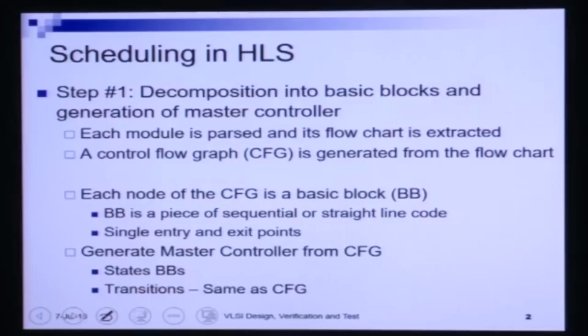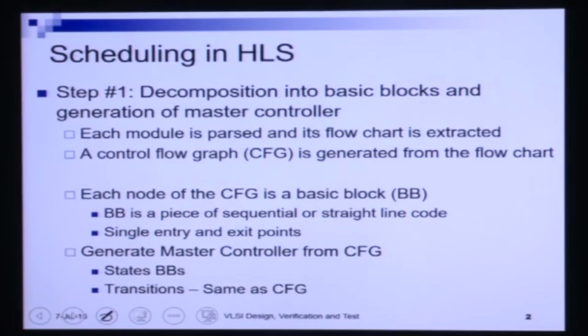Now, how does a control flow graph look? In a control flow graph, the nodes are basic blocks, as we said before. A basic block is a piece of sequential or straight line code with a single entry point and single exit point. Control cannot come into the middle of the basic block, and control also cannot go out of the basic block in the middle. So, control comes at the beginning of the first statement of the basic block and goes out at the end of the basic block.